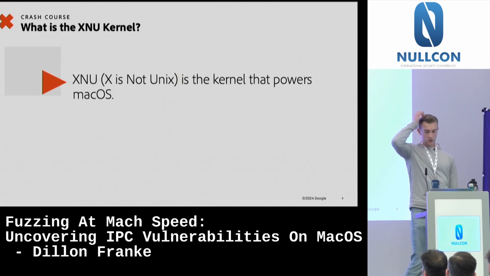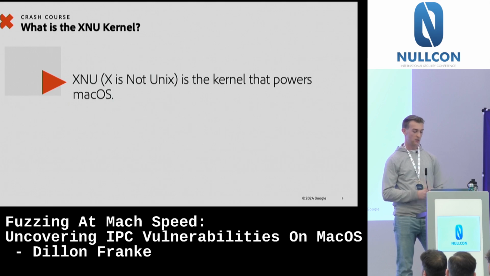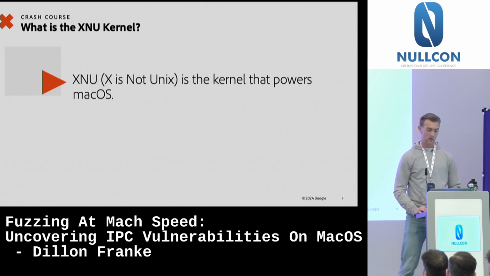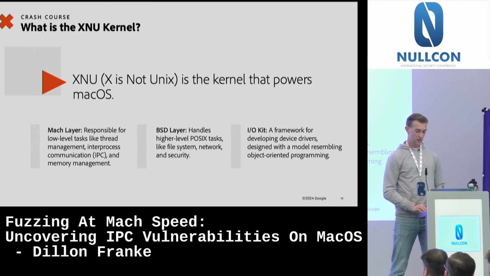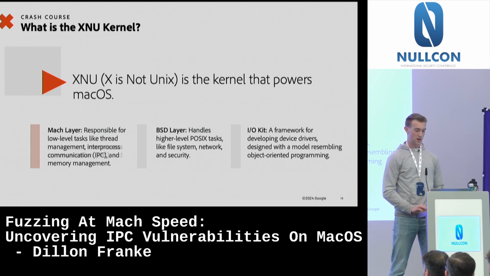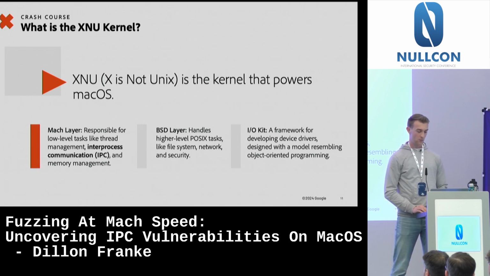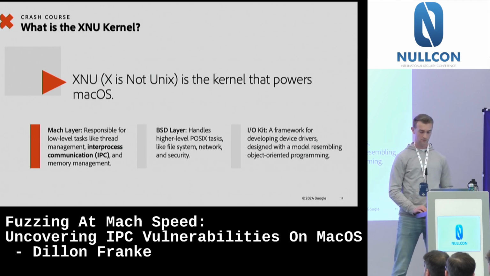Okay, so now let's jump into a little bit of macOS specific background. We're going to start by talking about the XNU kernel. It's the kernel that powers macOS. There's a few different layers here that I want to touch on. The first is the Mach layer. It's responsible for a lot of low-level tasks like thread management, inter-process communication, and memory management. We're going to be focused in this talk on that IPC mechanism.